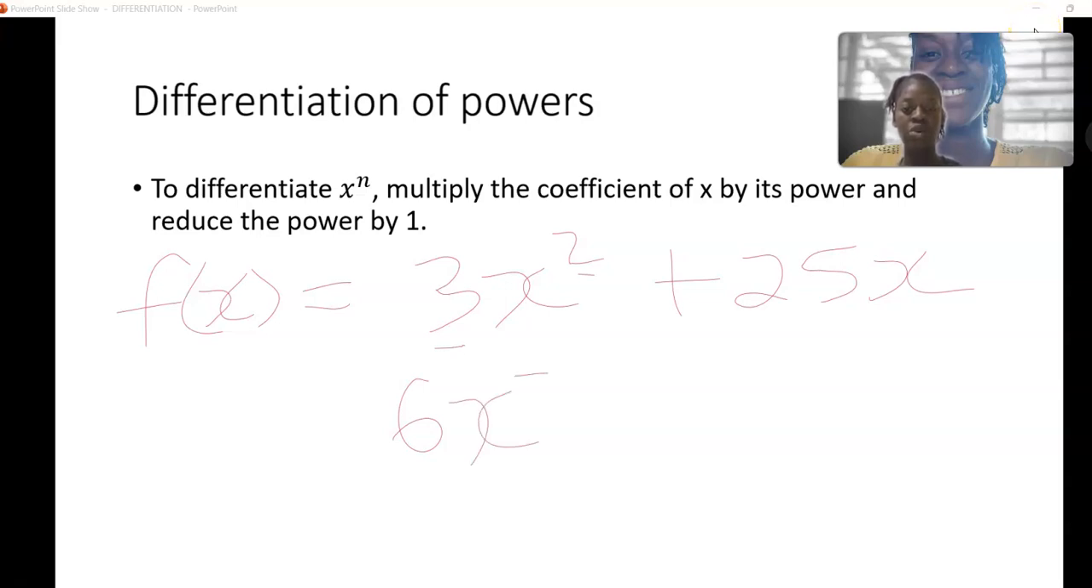So that now becomes 6x, and we're looking at differentiating sums, same principle. The power here would be 1, so that would be 25. Reduce the power of x, so that would be x to the 0, which is 1. 25 times 1 is 25. So we just differentiated an example. Did you see it? You can write that off.